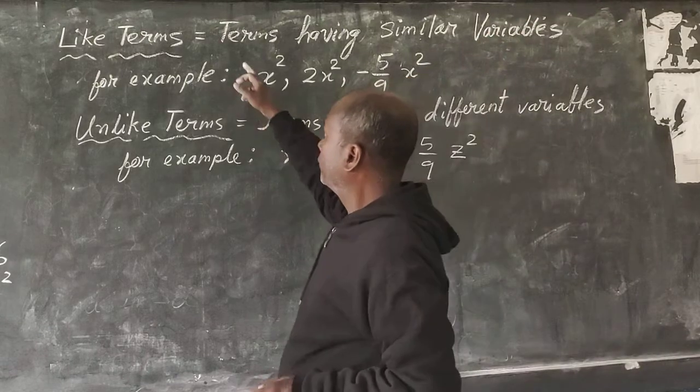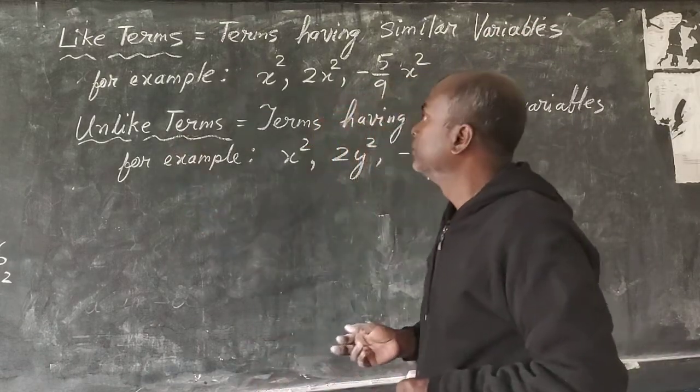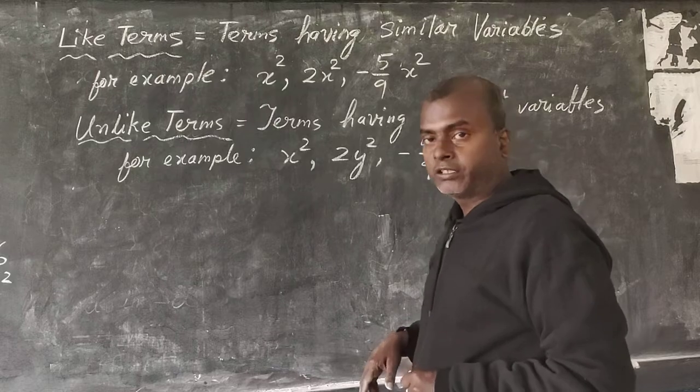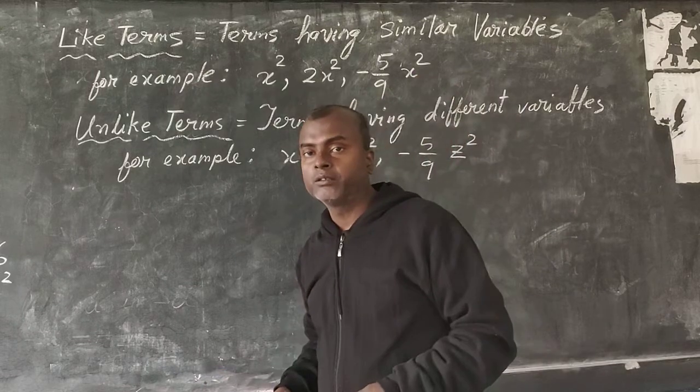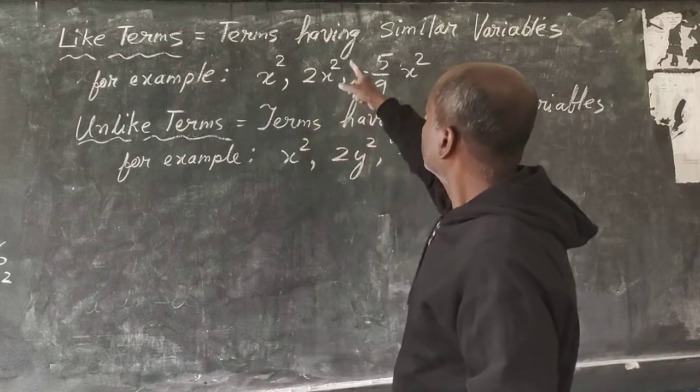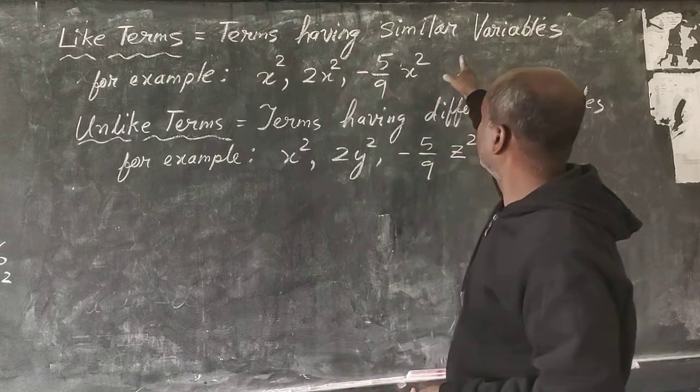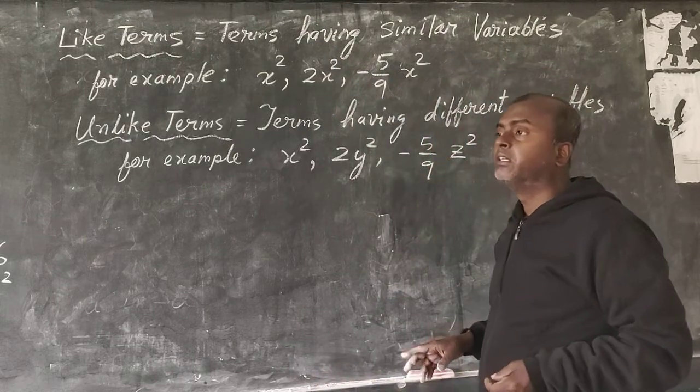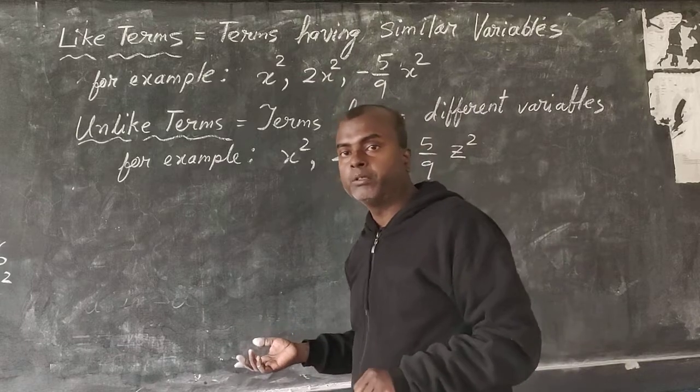Next we are going to learn about like terms and unlike terms. Okay? Like means similar, unlike means dissimilar, not similar. So those terms which have similar variables, their variables are all same. The terms may be different, but their variables are same.